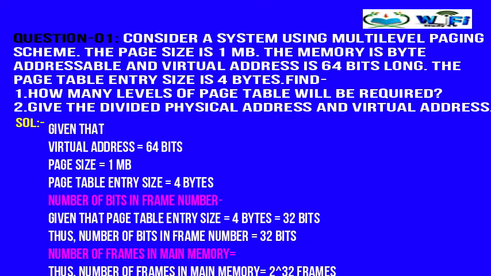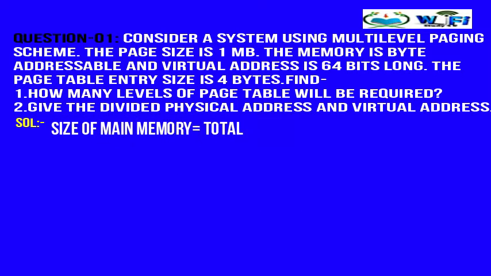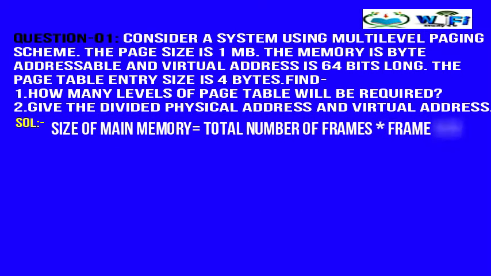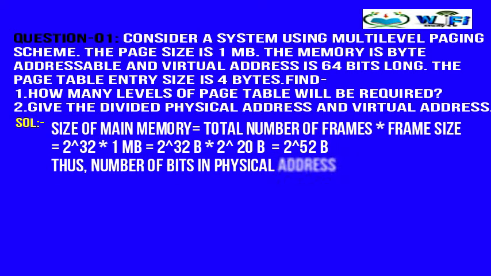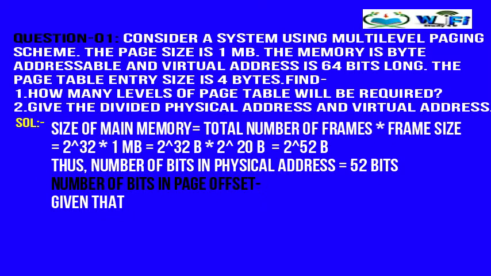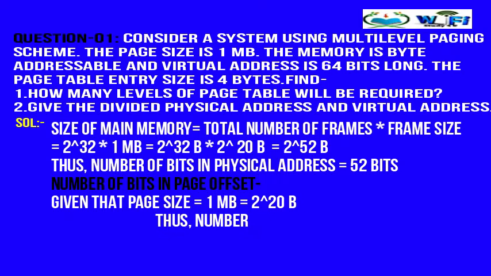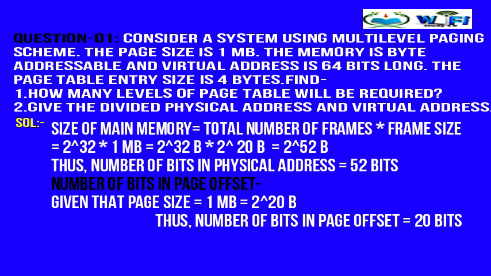Size of main memory equals total number of frames into frame size. Total number of frames we have just found is 2 to the power 32, into frame size, which is given as 1 megabyte. It means 2 to the power 32 into 2 to the power 20 equals 2 to the power 52 byte. Number of bits in page offset: given that page size is 1 megabyte, which is 2 to the power 20 bytes, the number of bits in page offset equals 20 bits.